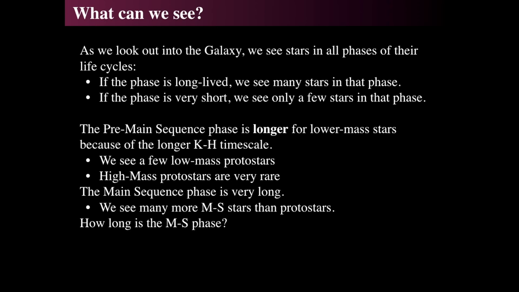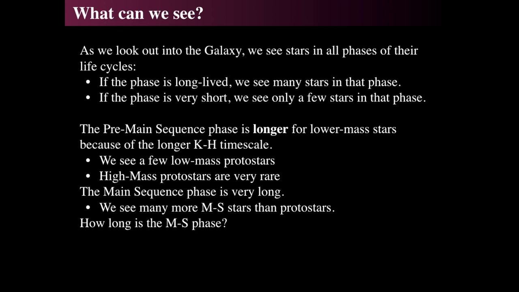Now, the pre-main sequence phase is longer because of the longer Kelvin-Helmholtz timescale, so we're going to see mostly low-mass protostars if we see protostars. But actually finding a high-mass protostar is extraordinarily difficult because the time frame is very short for them. The main sequence phase is where we see most stars in the sky. Almost every star you see in the sky is a main sequence star, except for the supergiants and giants. So 70 to 80% of the stars in the sky that we see are main sequence. Since that phase is extremely long, we see more main sequence stars in the sky than giants. We also see more main sequence stars than protostars.